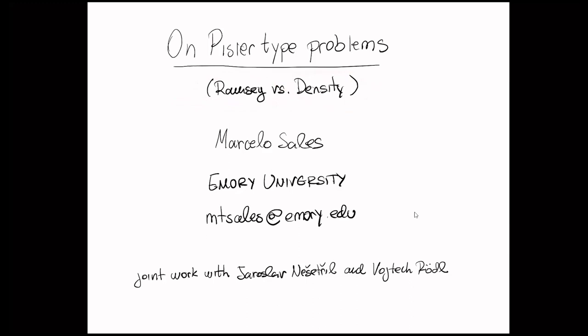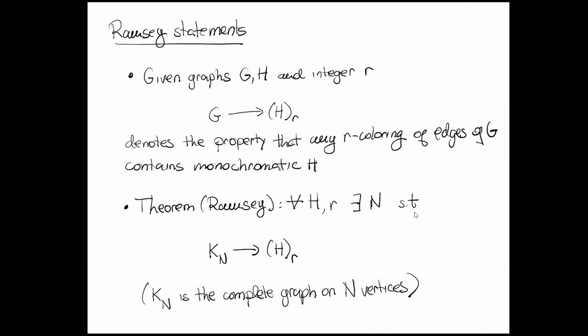I'll start slow. I think that most of you are used to this. So I start with what is a Ramsey statement. Maybe we'll start with the most basic problem. If you give me graphs G and H and an integer R, I will say that G arrows H with R colors if whenever you color the edges of G using R colors, no matter how you color, you obtain a monochromatic copy of H, okay?